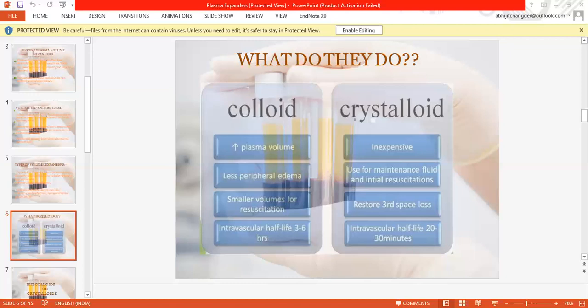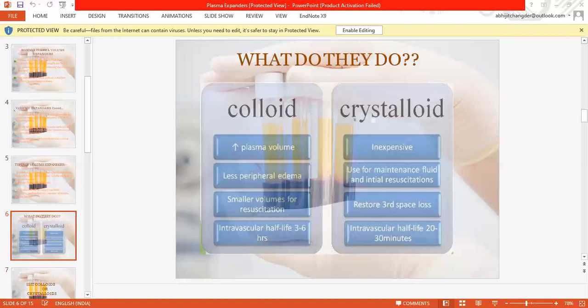The 20% solution draws and holds additional fluid from tissues. Crystalloid solution must be infused concurrently for optimum benefit. So the 20% solution draws and holds additional fluid from tissues, and crystalloid solution must be infused concurrently for optimum benefit.